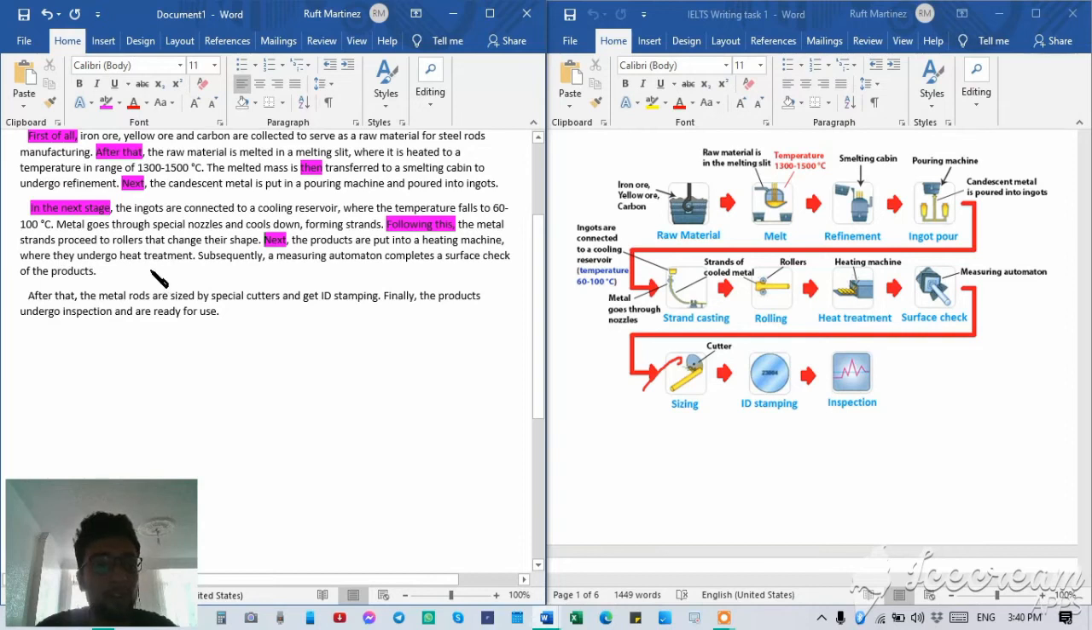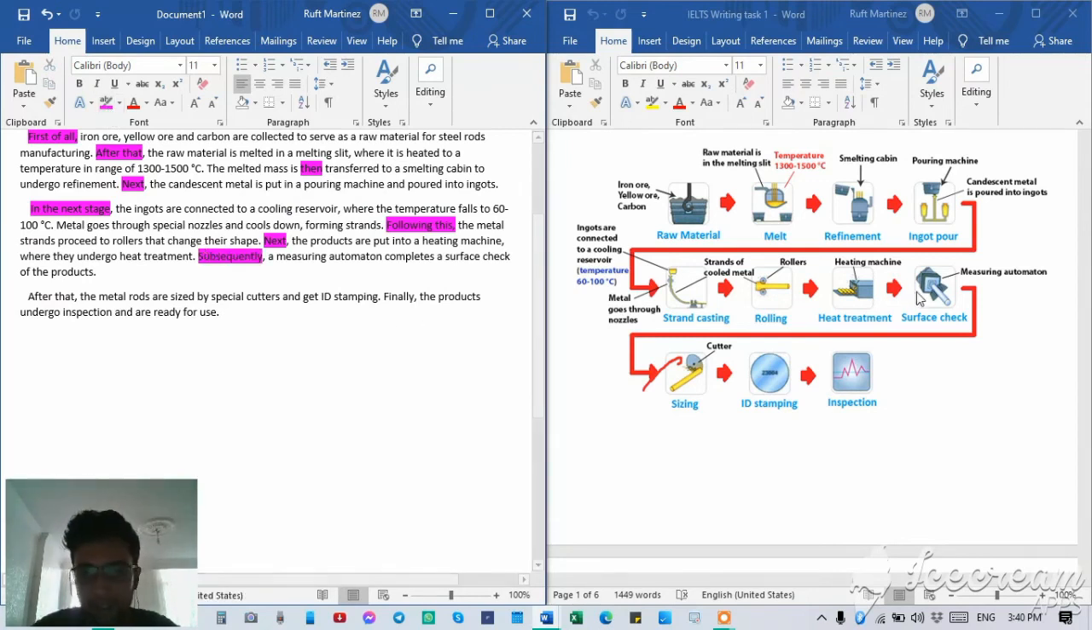Undergo a heat treatment. Undergo here. I don't have any word. I don't know how to connect it, how to make a sentence out of this. I use the word undergo. Subsequently, next, this is another connector.